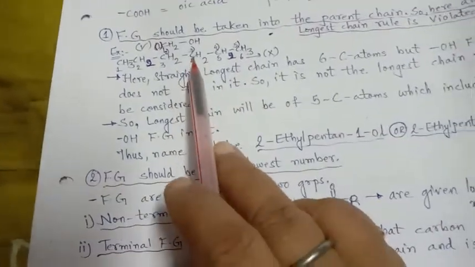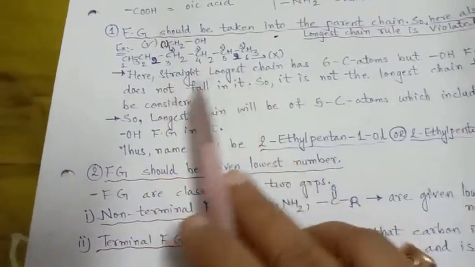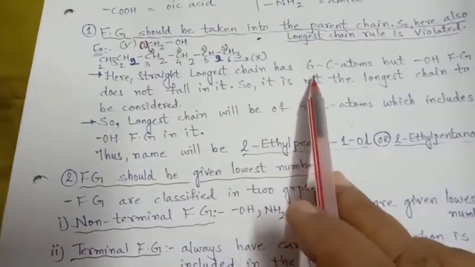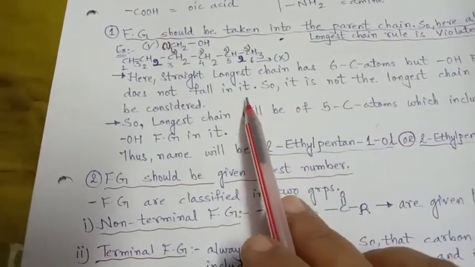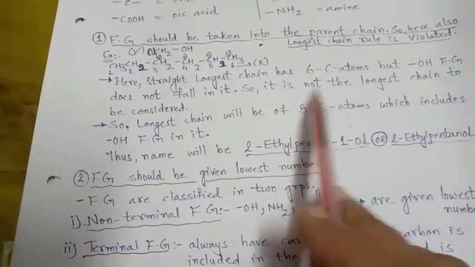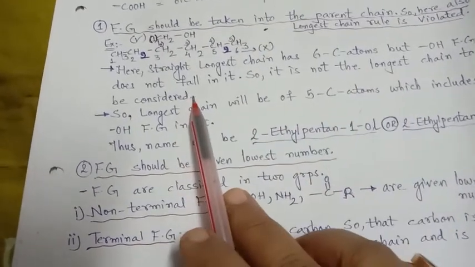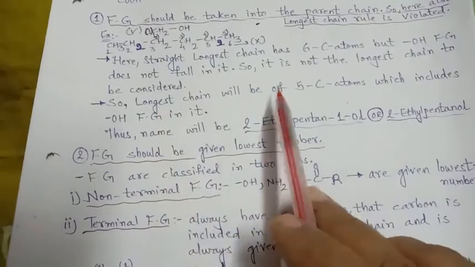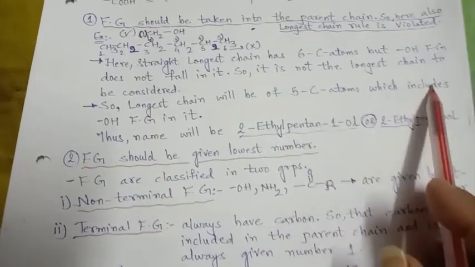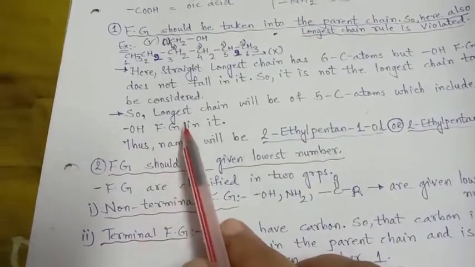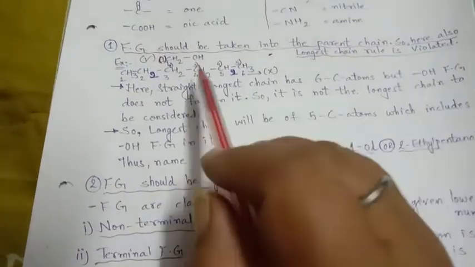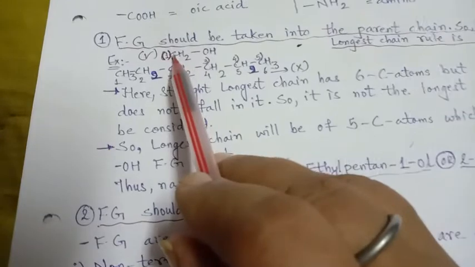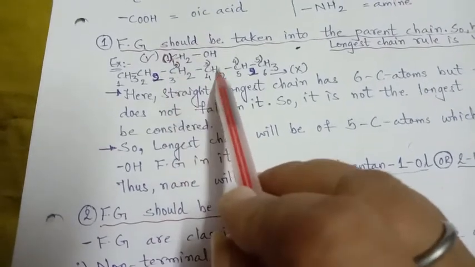So as I discussed here, I have explained here also. Here the straight longest chain has 6 carbon atoms, but the OH functional group does not fall in it. So it is not the longest chain to be considered. The longest chain will be of 5 carbon atoms, which includes the OH functional group in it. And so what will be the name here? So from here again 1, 2, 3, 4, 5.